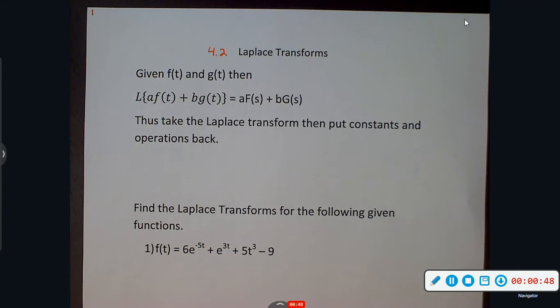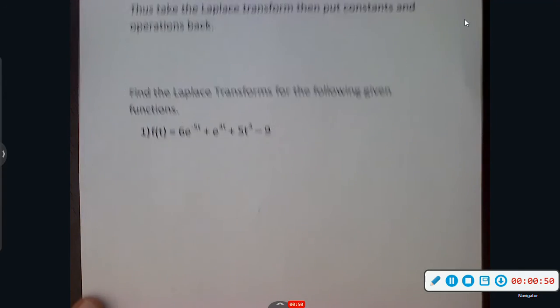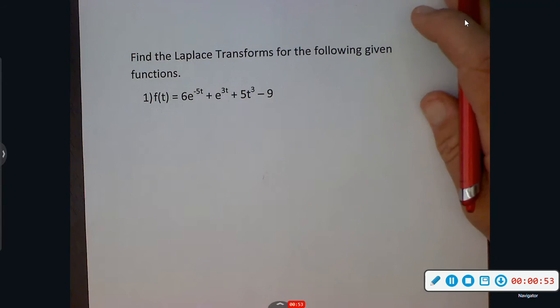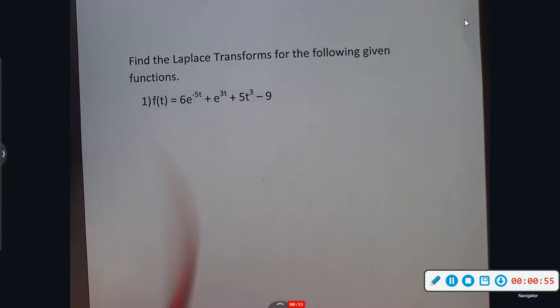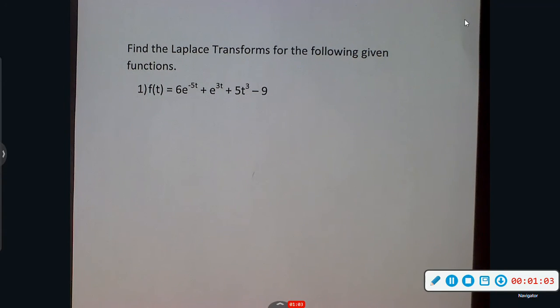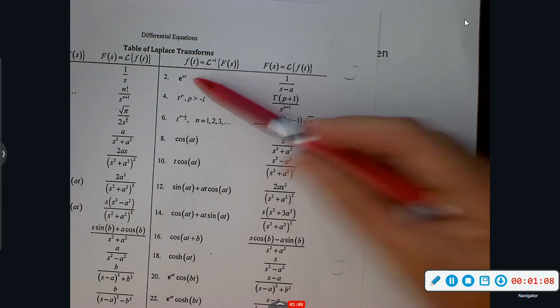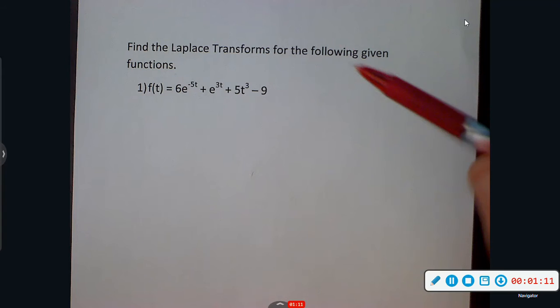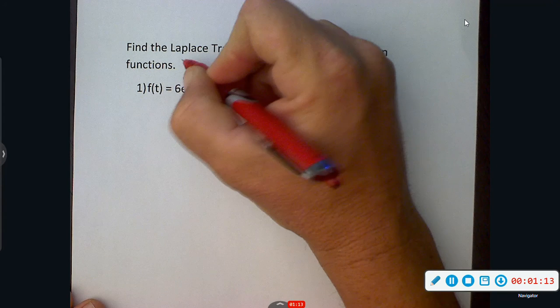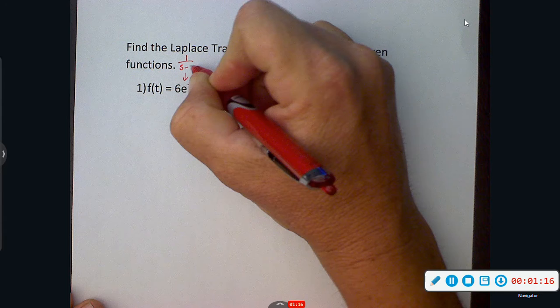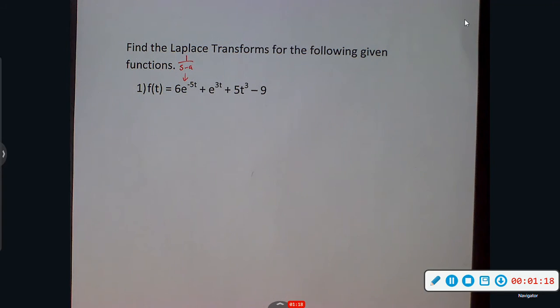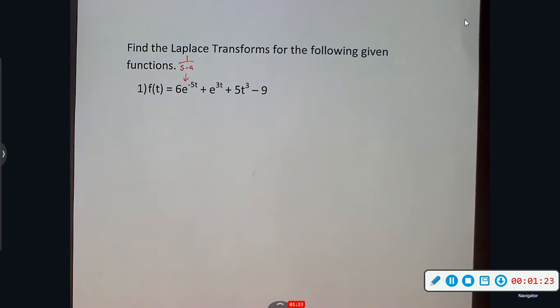Find the Laplace transform for the given functions. If we're looking at 6 times e to the negative 5t, and you have your formula sheet out, it shouldn't be too hard to find it. Anytime we have e to the at, we're going to use 1 over s minus a. So I'm just going to first identify some of these above. 1 over s minus a. S is the variable in our function. A will be the term in the exponent. 6 is just a coefficient out in front.